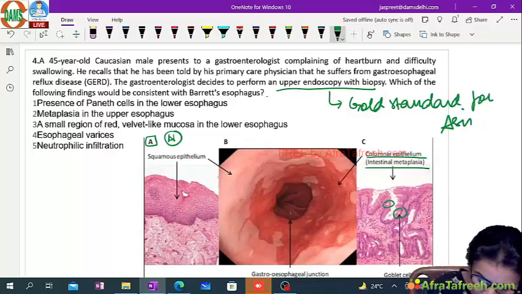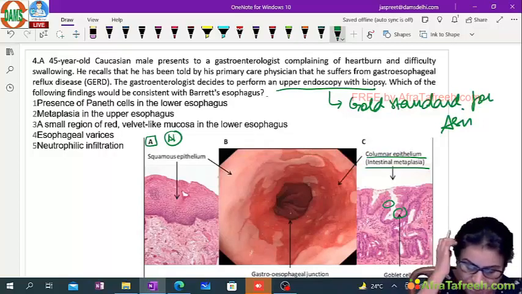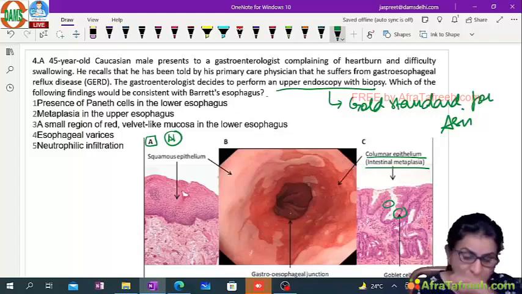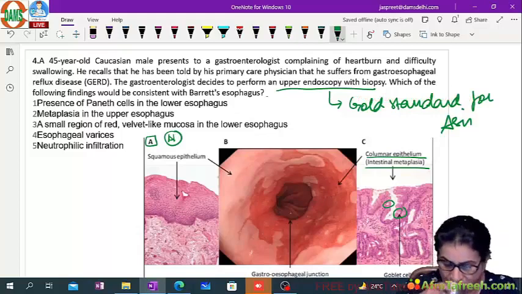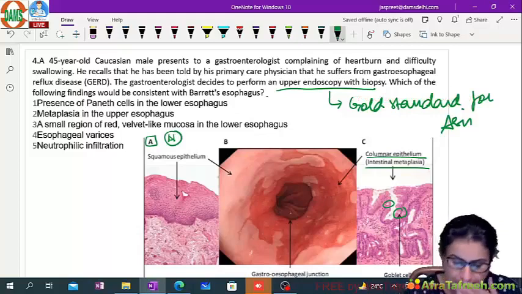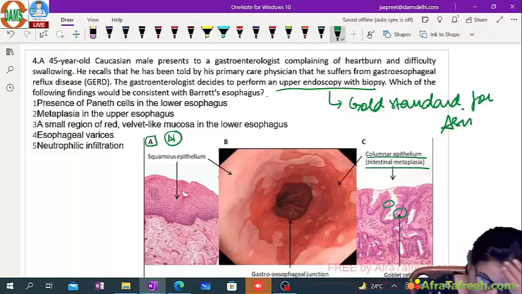Which of the following findings are consistent with Barrett's esophagus? So quickly mark the answer. Mark the answer, all of you.